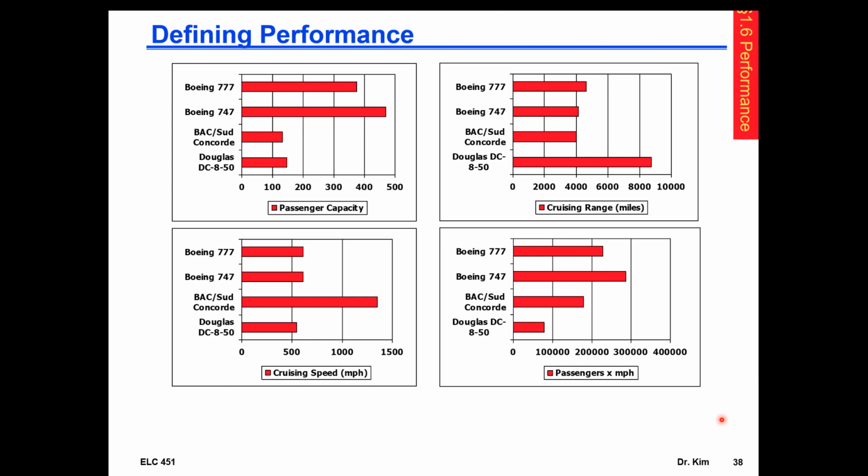If you were trying to set up a leg where it was relatively short trips, then the cruising range doesn't matter. And if the business warranted to have many trips per day, probably the cruising speed would be most important. Or if you were trying to have a leg with one flight a day and minimize the number of flights per day, then the passenger capacity may be the most important thing.